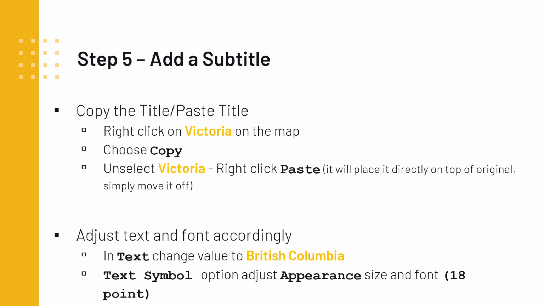Next, we'd like to adjust the text and the font accordingly. Remember, the subtitle should be less prominent than our main title. Okay, so the first thing in the text panel to the right, we're going to change Victoria to British Columbia. You're going to click on the text symbol button and change the appearance to maybe make it less prominent. So maybe don't have it bold, maybe make it a little bit smaller.